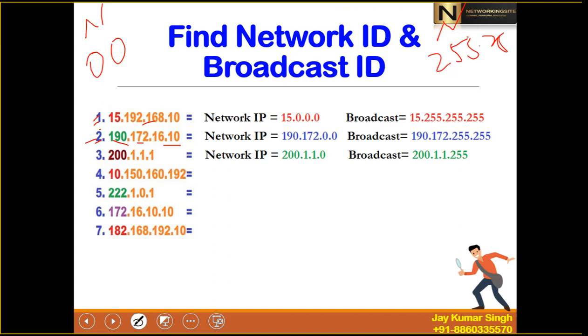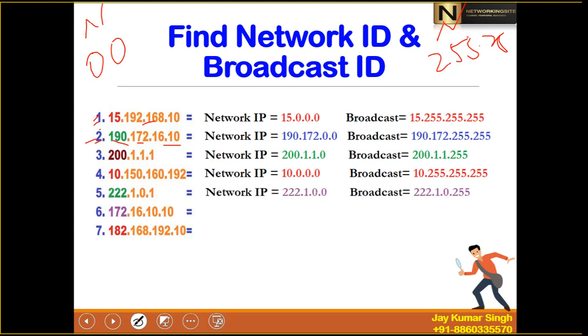Now number 4. Number 4 is 10.0.0.0, and the broadcast is 10.255.255.255. Very good. Number 5 is 222.1.0.0, and the broadcast is 222.1.0.255, because it is class C.